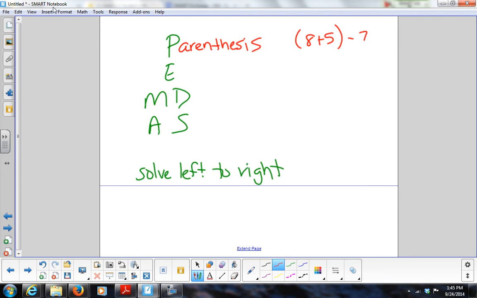Okay, the next one is exponents, which luckily for you, you don't have to worry about until you get into 5th grade. I think maybe they start with that. Okay, so parentheses, exponents. What do you think M stands for? Lucas? Multiply and divide.